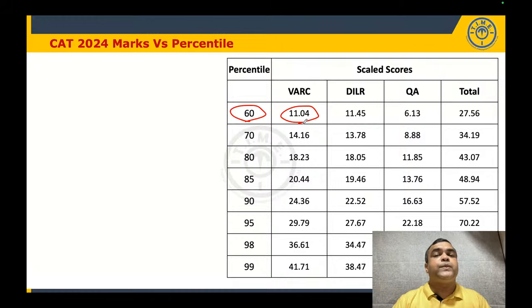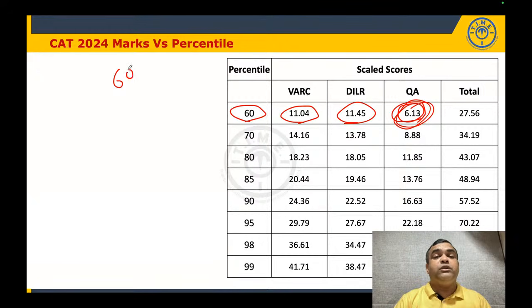11 marks are required. In DILR, how many marks are required? 11.45 marks are required. And can you see here, 6.13 marks are required to score 60 percentile in the QA section. Can I interpret this data? Can anybody interpret this QA part? It indicates that 6.13, if I say 6 marks, means what?